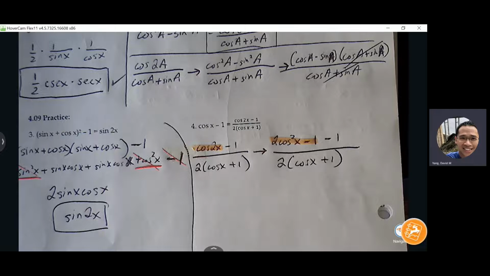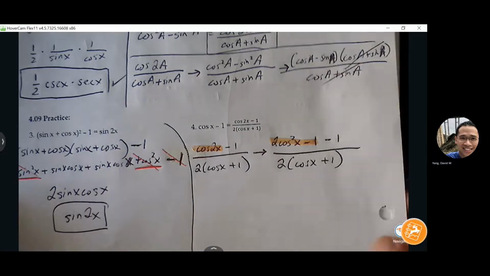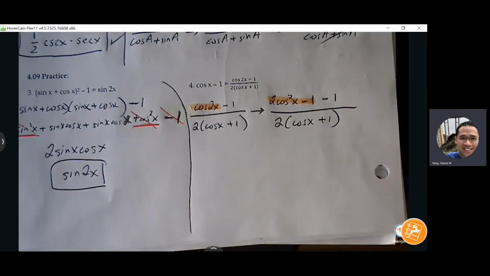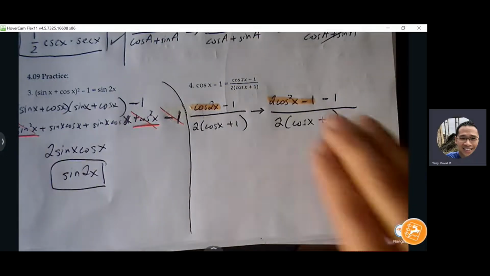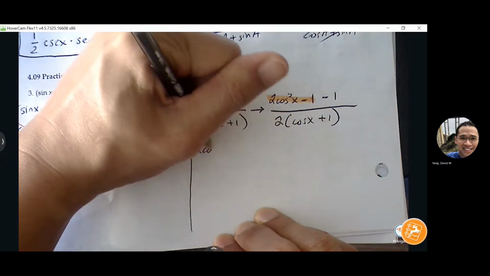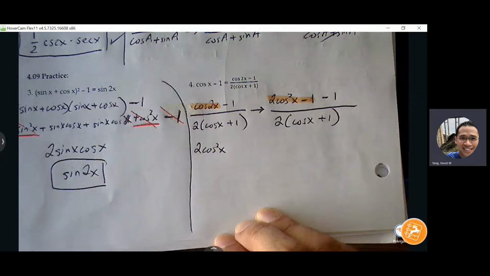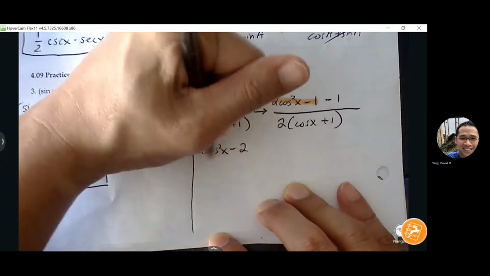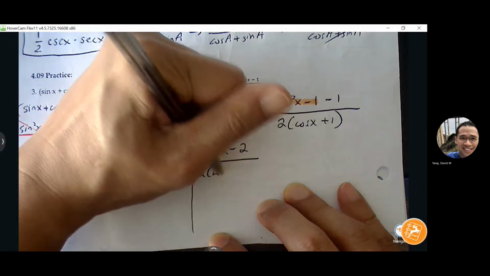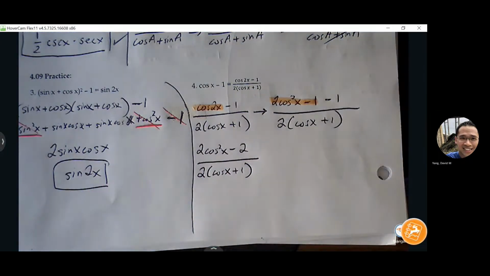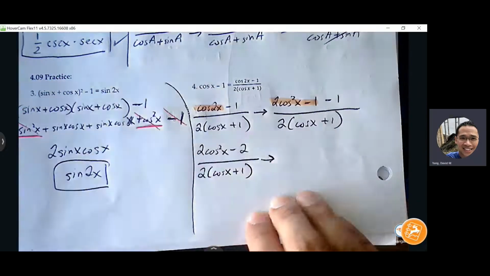What would you do next? Anything in the numerator that we can do? We combine like terms, right? Combine like terms, yep. 2 cosine squared x minus 2. Divide the twos. Yes, you are going to do something with the 2's, but we can't do this. We can't cancel out because this is connected to that minus. But what can we do in the numerator? Factor. There we go. GCF.